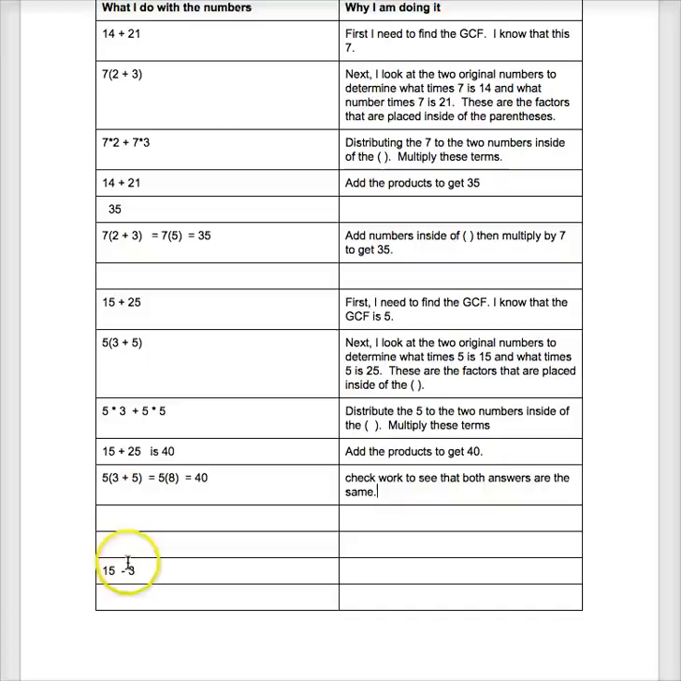Notice this one is subtraction. You're not going to do it any differently. You do it the exact same way. Find the GCF first. Look at the two original numbers. Decide what you would multiply the GCF by to get 15. What would you multiply the GCF by to get 3? Set up your distributive property and work it out, and then compare to make sure that both of them are the same. Okay? And that's it.